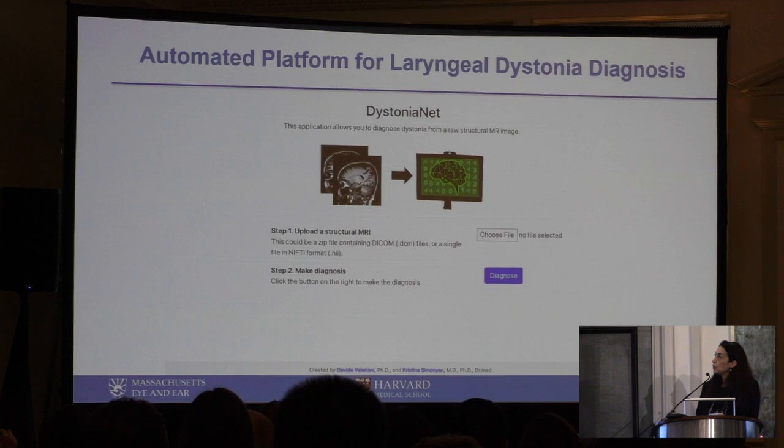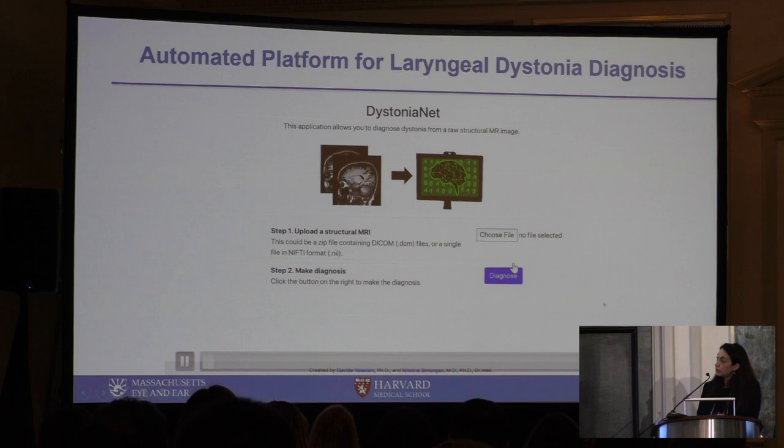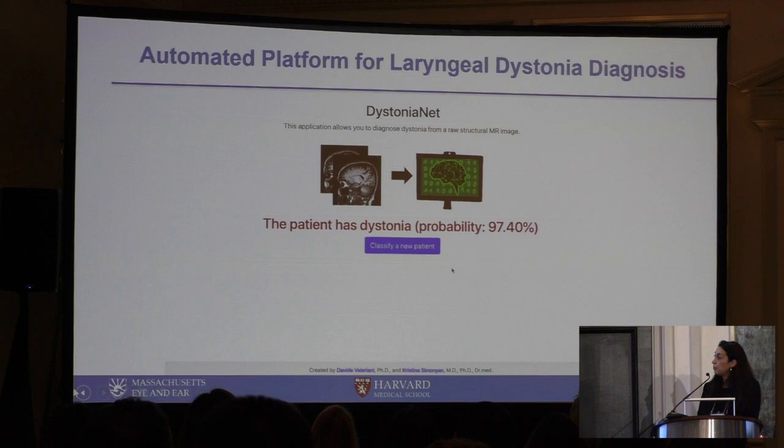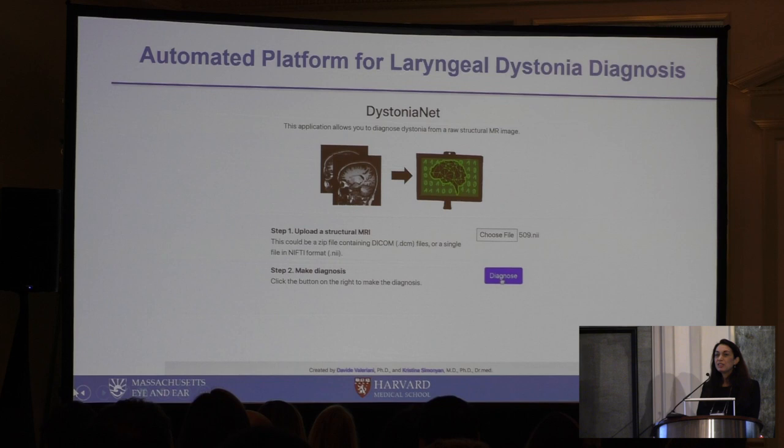So, the automated platform works like this. You basically need to upload the NIfTI or DICOM image of the raw structural brain MRI that can be acquired in a clinical setting or research setting, and the algorithm shows the probability of a patient or healthy subject having dystonia. So, could you please advance?